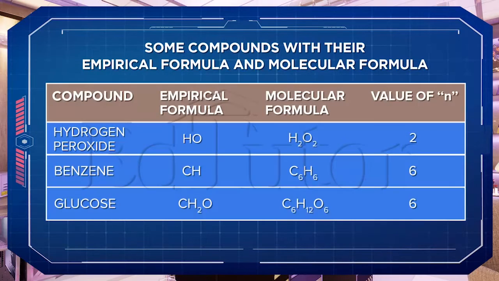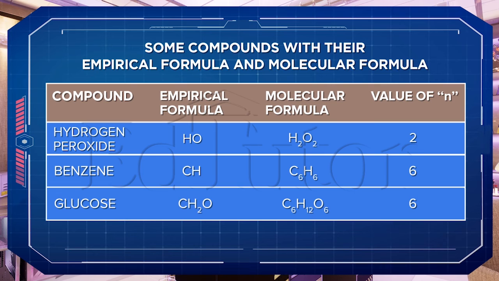Now, let's look at the table here on the screen to see the first compound, which is hydrogen peroxide. Its empirical formula is HO and its molecular formula is H2O2. For hydrogen peroxide, the value of N will be 2. Secondly, benzene's empirical formula is CH and its molecular formula is C6H6. So the value of N will be 6.